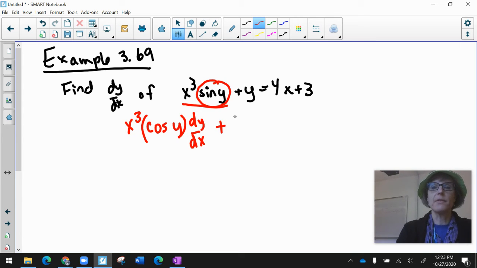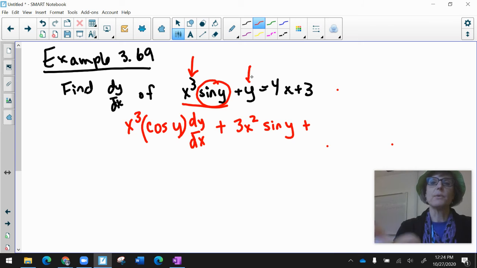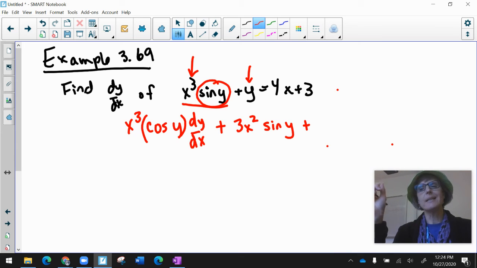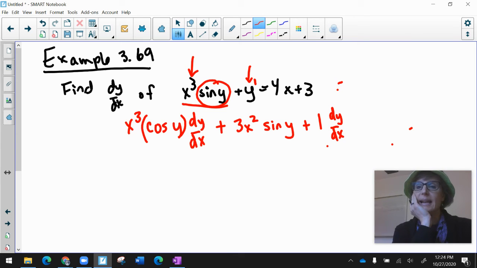Now, I do the second part of the product rule, which is to take the derivative of the first term, 3x squared, and multiply it by the second term. All right. And then I take the derivative of y, which again is a composite function, even though it doesn't look like it. So it's really y to the 1. So my derivative would just be 1, but it's not an x. So I have to take the derivative of what's inside, which is that y, and have dy dx.